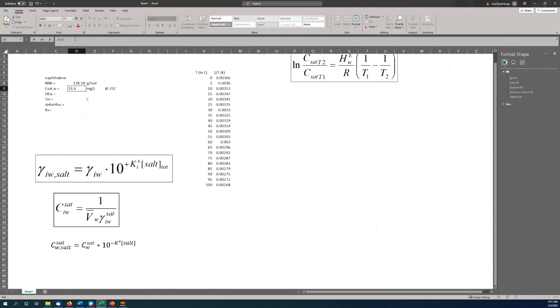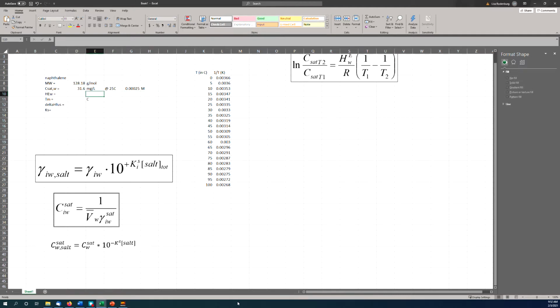31.6. There we go. And I already looked up the molecular weight of this chemical. It's 128 grams per mole. So if I want to convert this C sat W into moles per liter, which is one of the first questions you're being asked, I need to divide this by grams per mole, right? And that's in milligrams, so to convert that to grams, I would divide it by 1,000. So here would be my solubility in grams per liter divided by my molecular weight. And so this would be my solubility in molar, or moles per liter units.